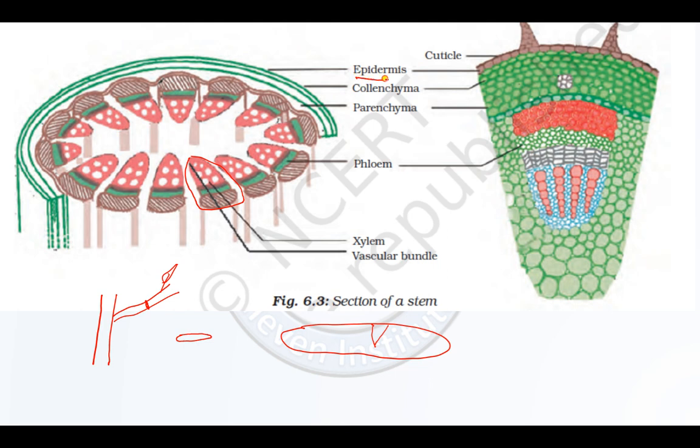We can see that there is an outer covering, the epidermis. We shall discuss this in the next video lecture. Then there is collenchyma over here, parenchyma over here. So collenchyma and parenchyma might have some specific functions, which we might discuss today. Fine. Moving ahead.